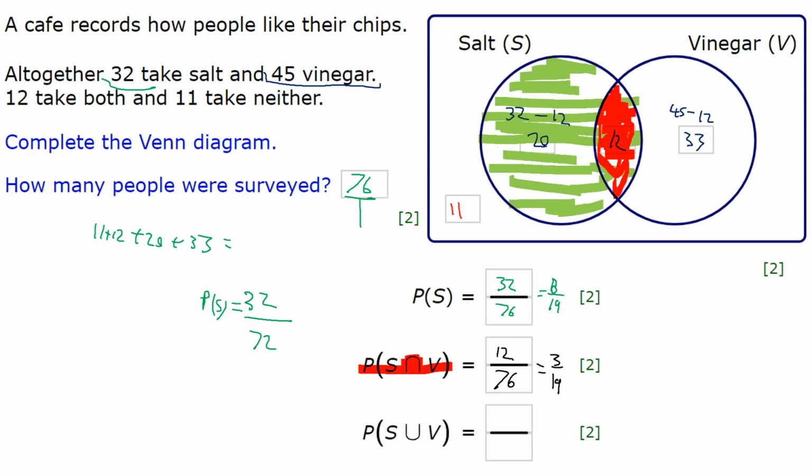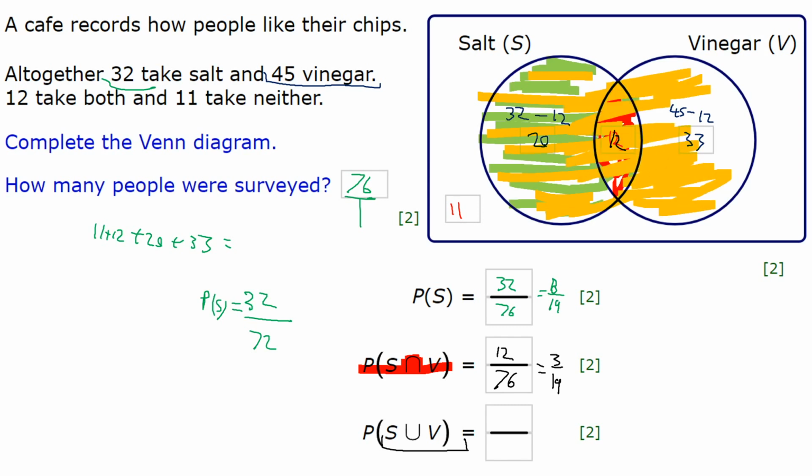Now, the probability of S union V. Let's look at the notation. What does it represent? It represents everything in the Venn diagram. Okay? So, everything. Right? And how much is there in the Venn diagram?